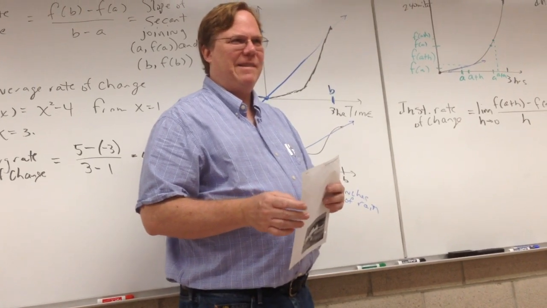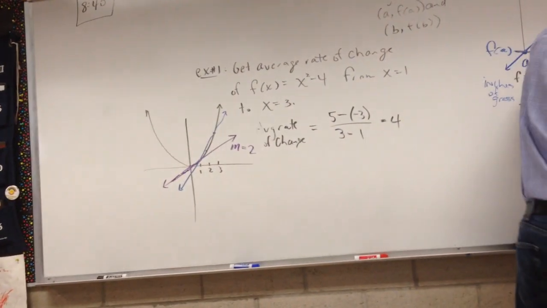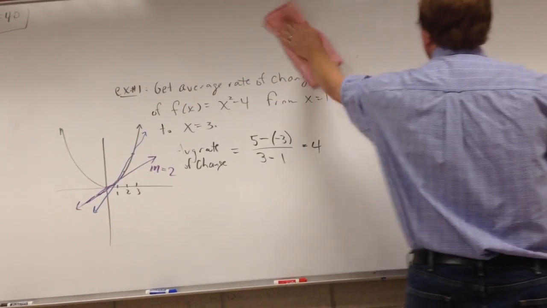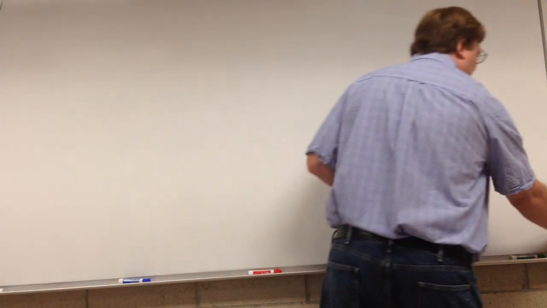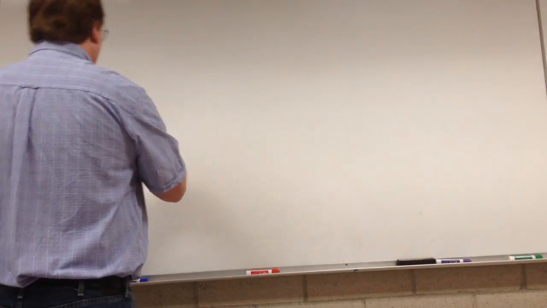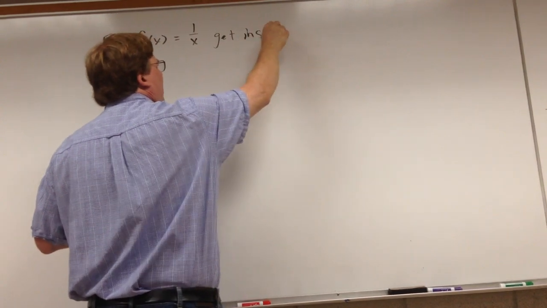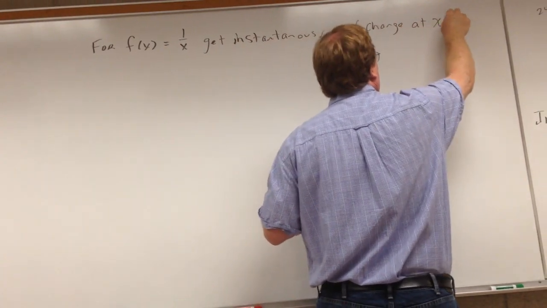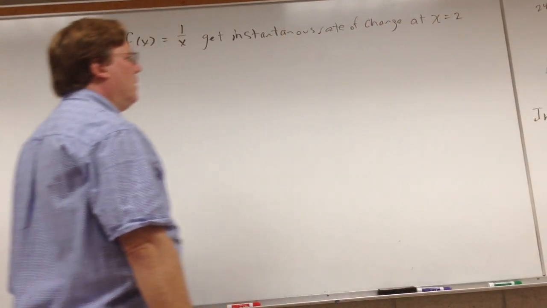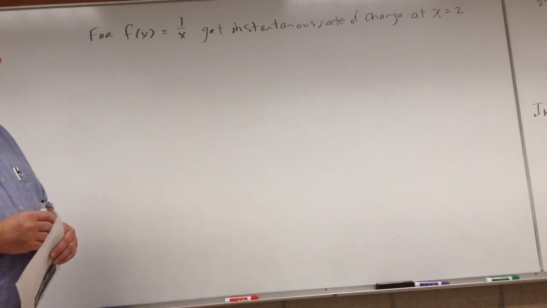You guys ready to do one on your own? Yes. All right, here it comes. Should I do a cubic? Should I do 1 over x? I'm going to have you guys plug it in, and then we'll go from there. For f of x equals 1 over x, get the instantaneous rate of change at x equals, let's say, 2. Good luck, you guys. Set it up. The algebra might be too difficult for you because it involves a complex fraction. But see if you can set this up.